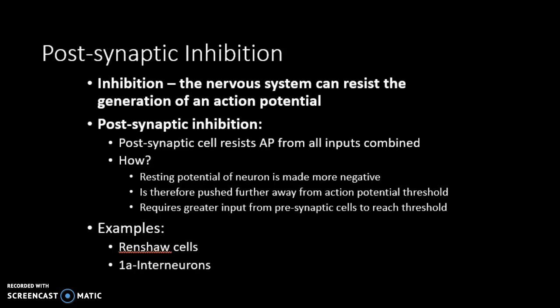We talked a little bit about this with the interneuron inhibition and the muscle spindle example. So the nervous system can resist the generation of an action potential through postsynaptic inhibition. How? The resting potential of the neuron is made more negative. So the inside of the cell is made more negative, making it harder to create an action potential. Examples of these would be our Renshaw cells and our 1A interneurons.